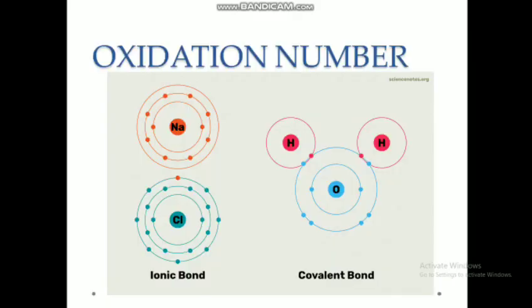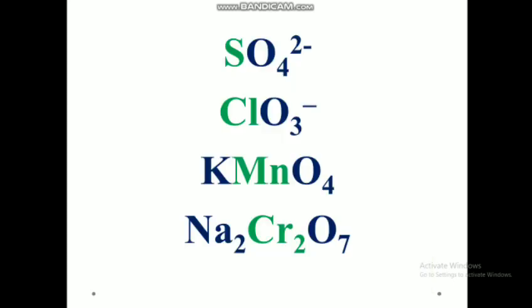So, we were discussing oxidation number in the last class, and we studied a set of rules to find out the oxidation number of atoms in compounds and even ions. So, today we are going to find out the oxidation numbers of a few atoms in compounds. We will be finding the oxidation number of sulfur in SO4 2-, chlorine in ClO3 -, manganese in KMnO4, and chromium in Na2Cr2O7. So how to find the oxidation number of these elements in the compounds? That's what we are going to do today.